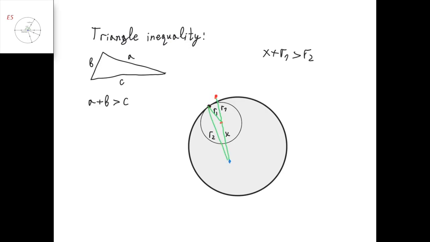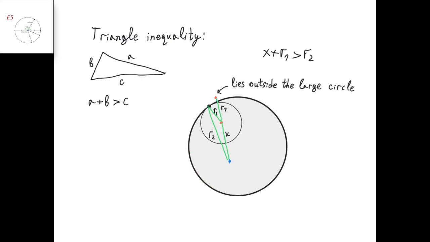So this red point must lie outside of the circle, because the points that lie outside of the circle, when we connect them to the center, we get length greater than r2. The points that lie on the circle, when we connect them with the center, we get distance exactly r2. And the points inside of the circle, when we connect them with the center, we get distance smaller than r2. And because x plus r1 is larger than r2, then this point must lie outside of the big circle.